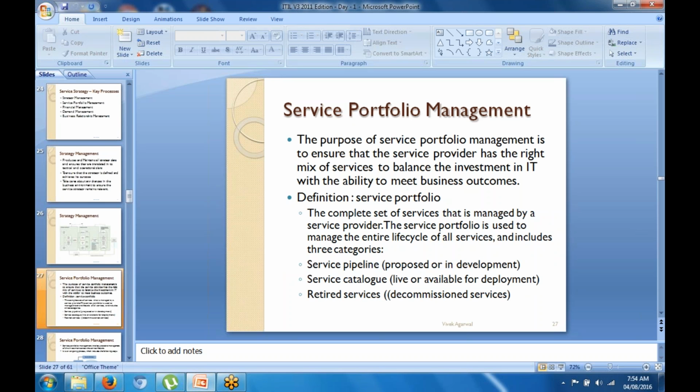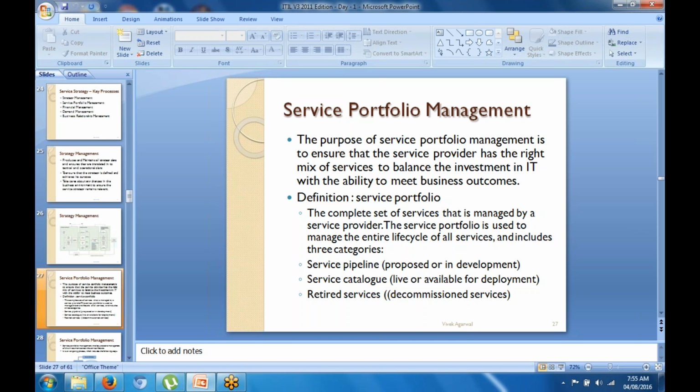Under service portfolio management, the purpose of service portfolio management is to ensure that the service provider has the right mix of services to balance the investment in IT with the ability to meet business outcomes. That is the purpose of portfolio management. Say from offshore we have finance, but how will we invest or design our strategy according to business requirements, we will put the investment. Agree?